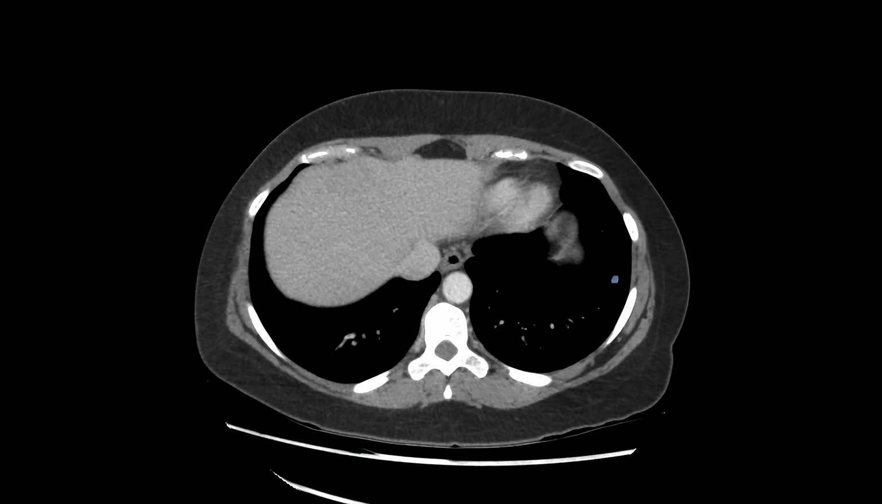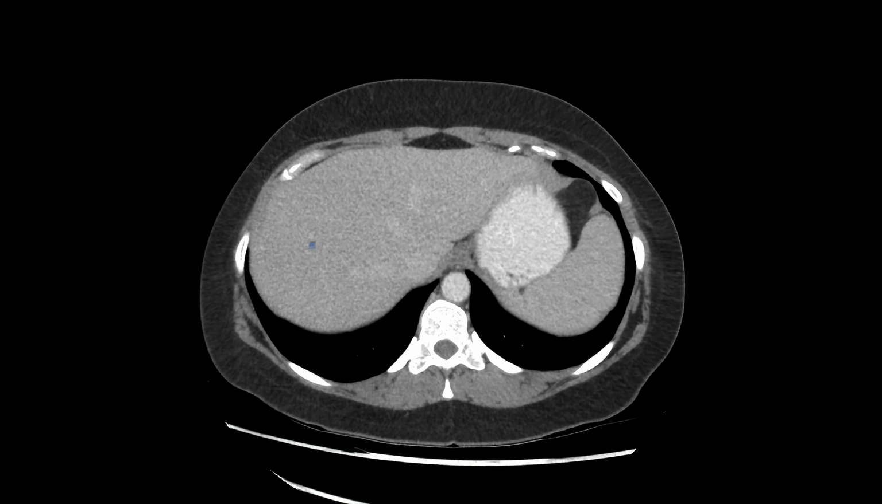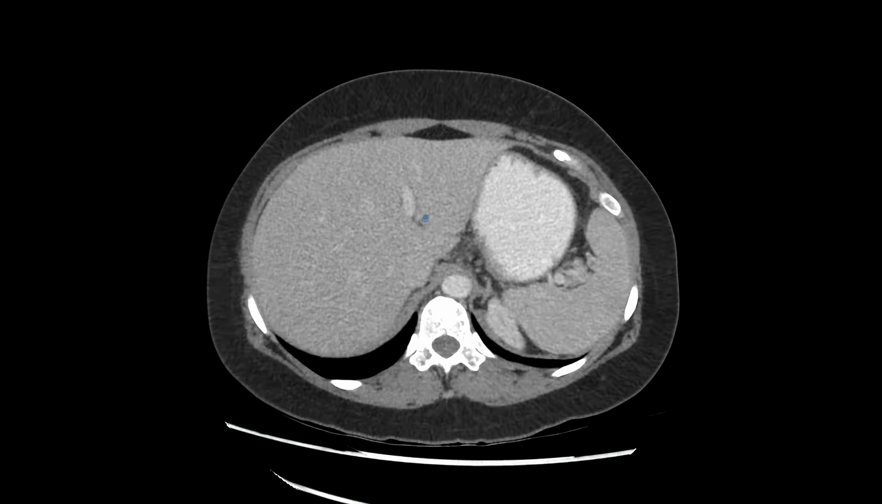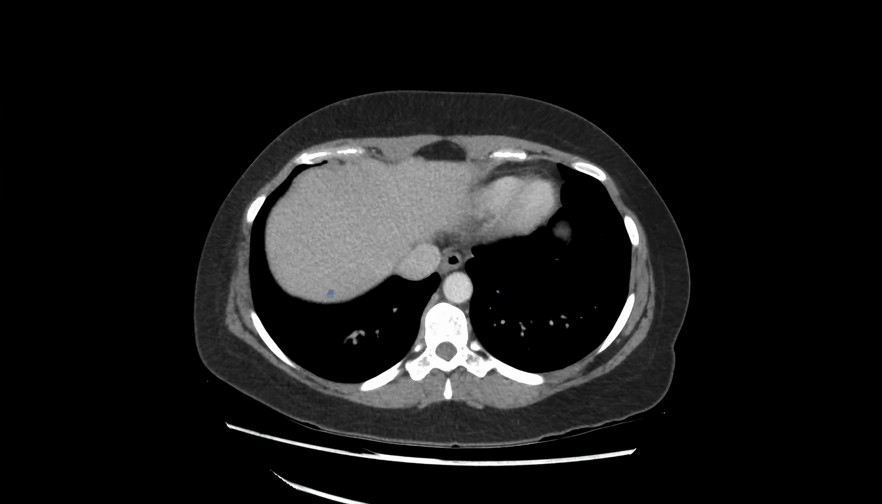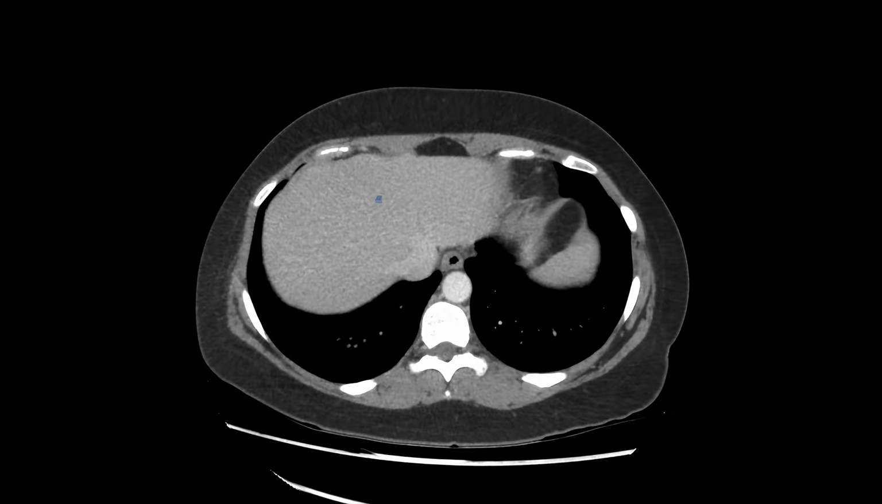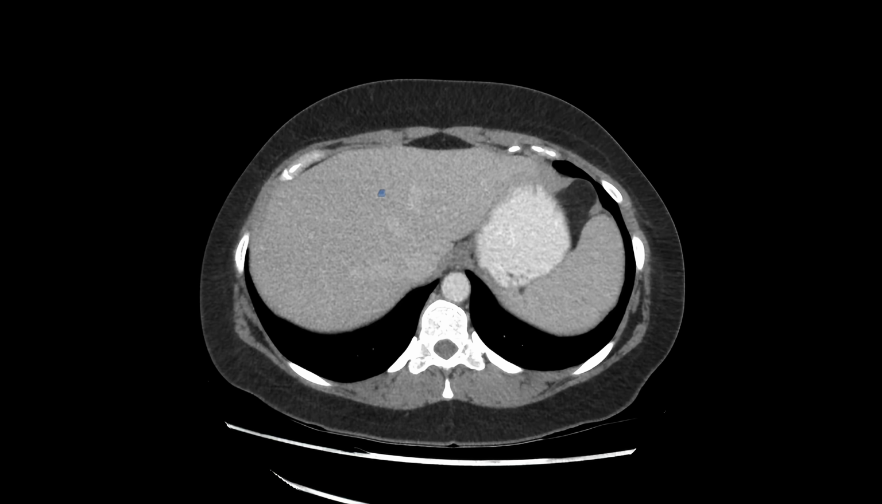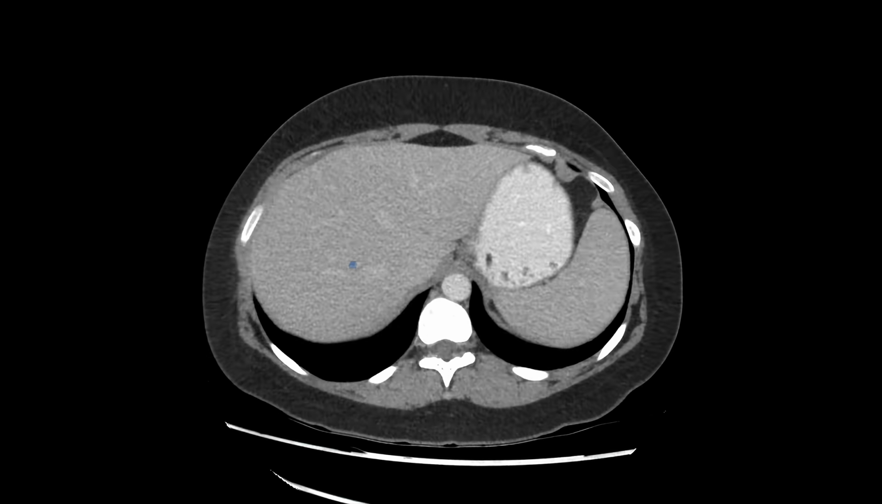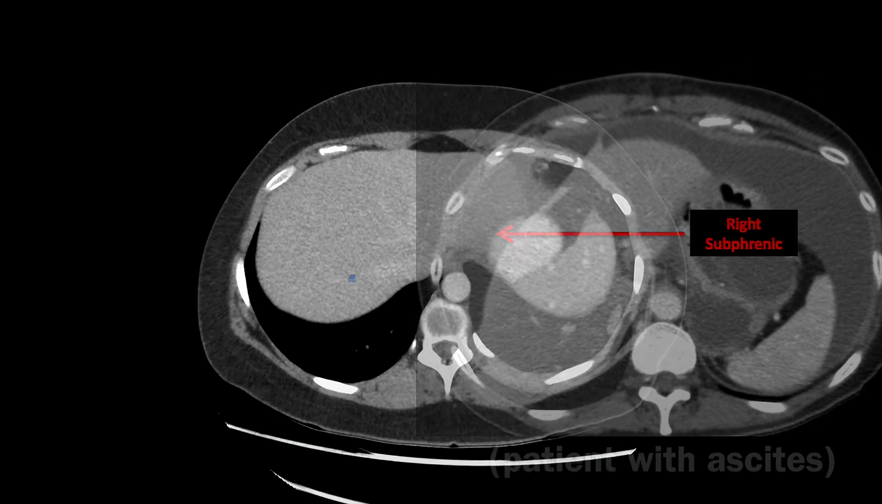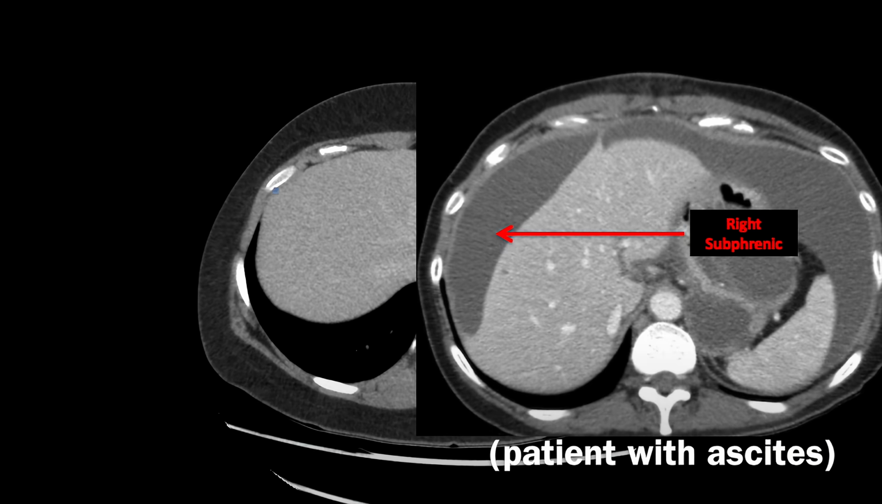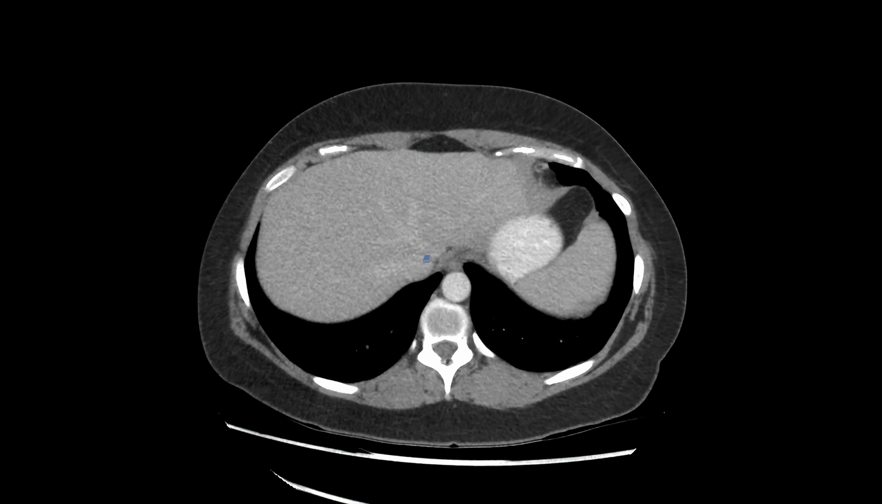So if we start in the right upper quadrant here, we have the liver, and around the liver and under the diaphragm here, although you can't see the space now, if there was free fluid or something abnormal, you can have abnormalities in that space. The space here is called the right subphrenic space. Phrenic means diaphragm, so subphrenic is under the diaphragm, in this case the right diaphragm, so you have right subphrenic space.